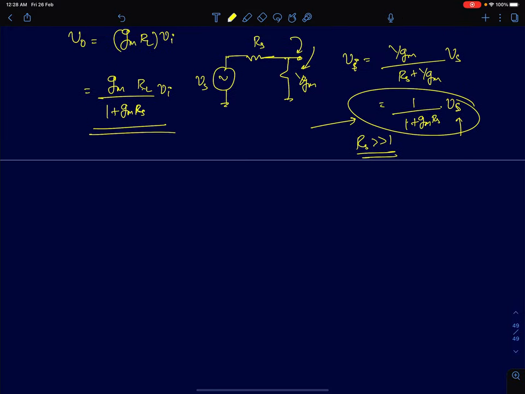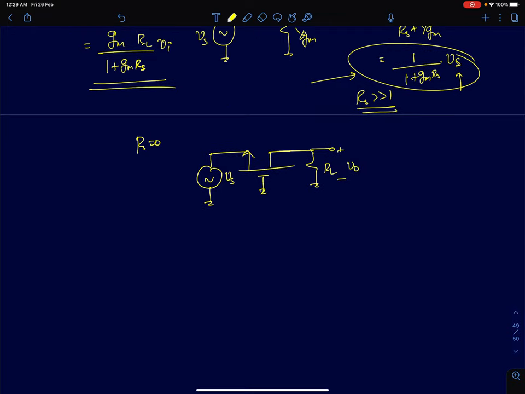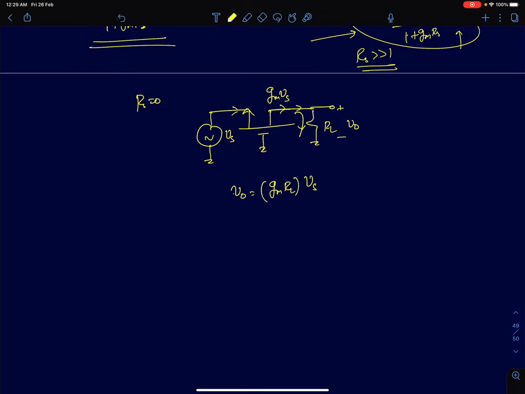The presence of source resistance here is reducing the voltage gain by a factor of 1 plus gmRS. If there was no source resistance, if RS is equal to 0, I'm applying the input directly, Vs appears directly across the MOSFET, and you have the load resistance at the output. Then you will have a current of gmVs flowing from source to drain. So your output voltage will simply be the drain current, gmVs, multiplied by RL. So gmRL into Vs. Your voltage gain will be gm times RL.